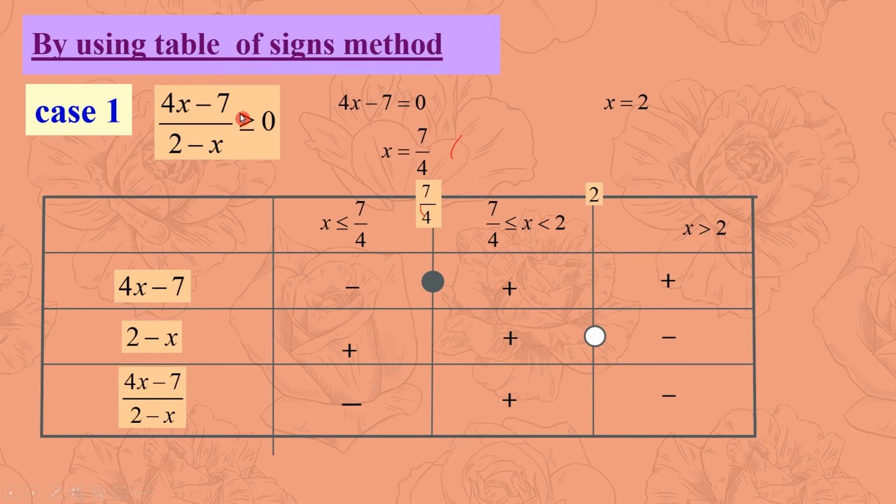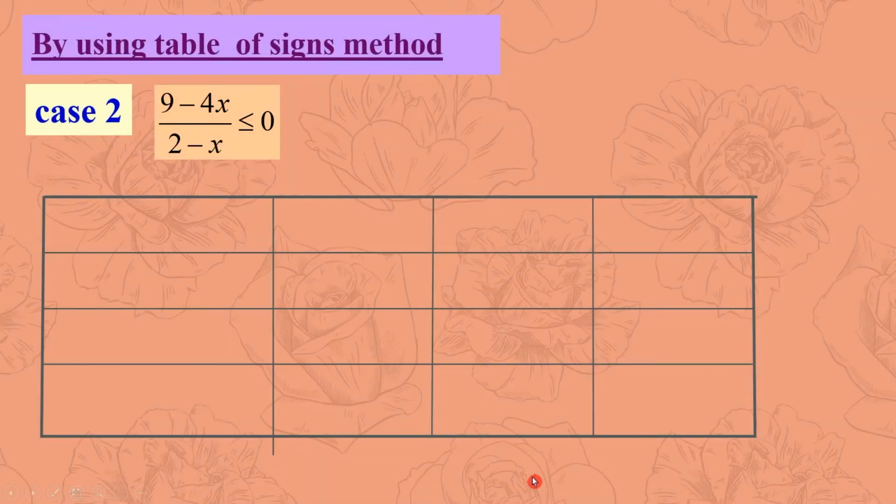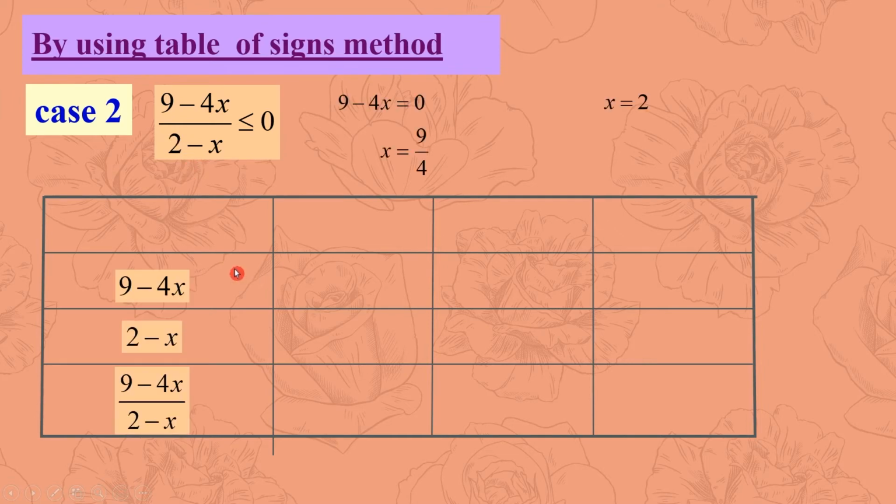They want y greater than 0, meaning that they want the positive. That's only for case 1. Okay, let's look at case 2, with the function 9 minus 4x over 2 minus x. Then you fill in the table, the factor 9 minus 4x and the factor 2 minus x and the question itself.